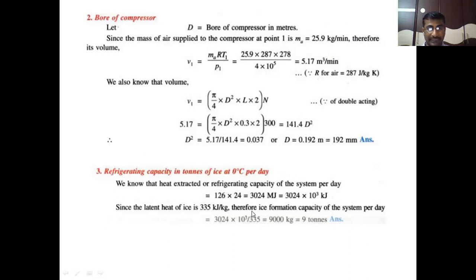Dividing by the latent heat of ice, we will get 9000 kgs of ice that can be produced by this system. The given system is used to produce 9000 kgs of ice, or 9 tons of ice. Clear, students? This is the latent heat. Latent heat per day is 3024 into 10 cube kilojoules, but the latent heat of ice is 335 kilojoules per kg. For every 1 kg, 335 kilojoules of heat is required, but the total amount of heat extracted is this much. Therefore, the total amount of ice produced is 9000 kgs, or 9 tons of ice.